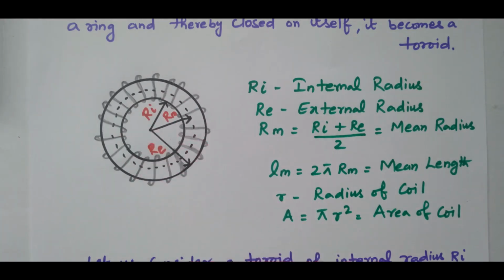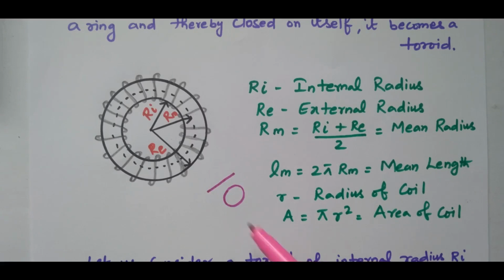Because the lengthy solenoid is available, that is closed together and forms the ring. So the length of the solenoid is nothing but the circumference of this toroid. L equals 2 pi Rm. The circumference is 2 pi Rm. Here we are referring to the mean radius. Right? So Lm equals 2 pi Rm.